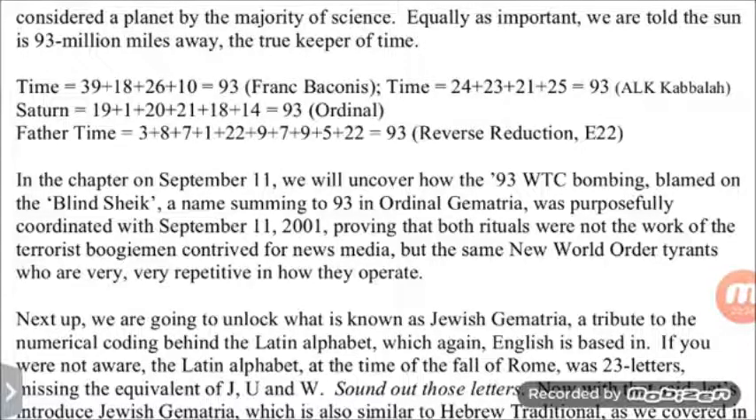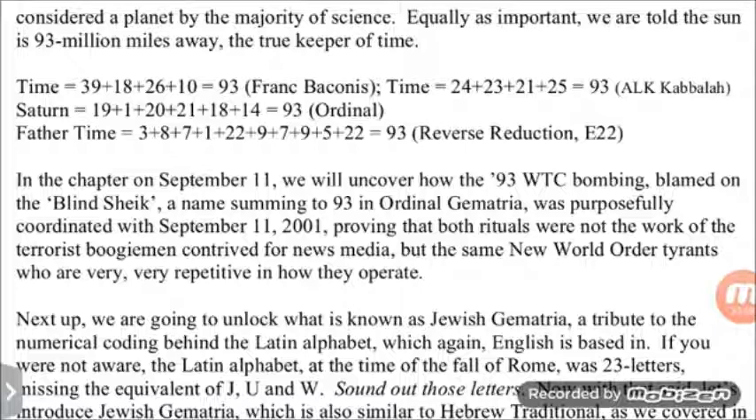Equally as important, we are told the Sun is 93 million miles away, the true keeper of time. Time equals 93, Frank Bacon's. Time equals 93, ALK, Kabbalah. Saturn equals 93, ordinal. Father Time equals 93, reverse reduction, E equals 22.